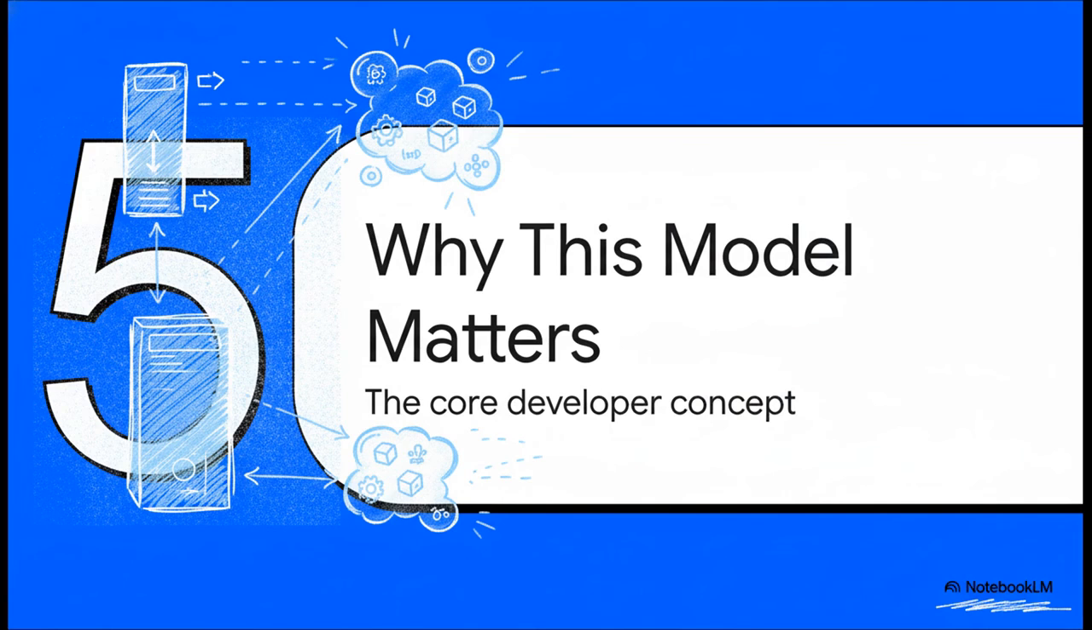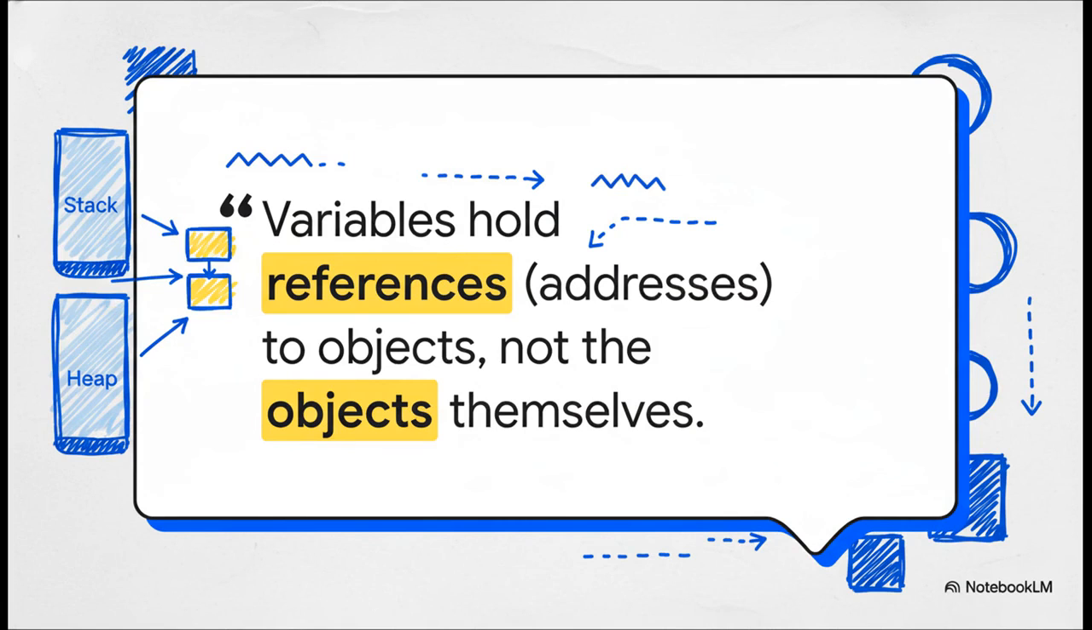So, besides just being a fun little puzzle, why does this whole stack versus heap thing matter so much? Honestly, it's because this concept is the foundation for almost everything you do when you're writing software. If you only take one single thing away from this whole explainer, please let it be this. In languages like Kotlin, Java, Python, C#, you name it, variables don't hold the objects themselves, they hold references. They hold the address of where to find the real object out on the heap. If you can get that mental model right, everything else starts to make so much more sense.